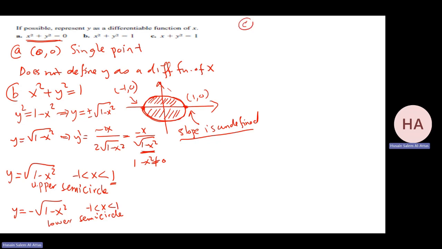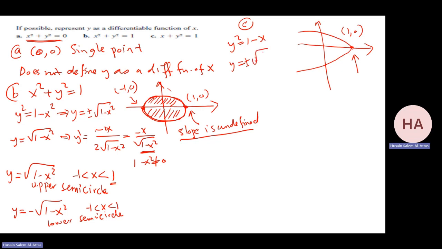Let me take part C, which is a parabola, if you graph it. It is this parabola. So I have this point, which is 1 and 0. There we have a problem. Think about it: y squared equals 1 minus x, so y equals plus or minus square root 1 minus x.